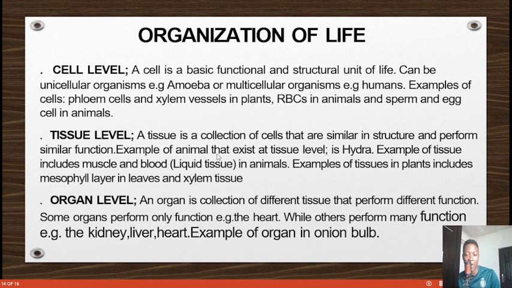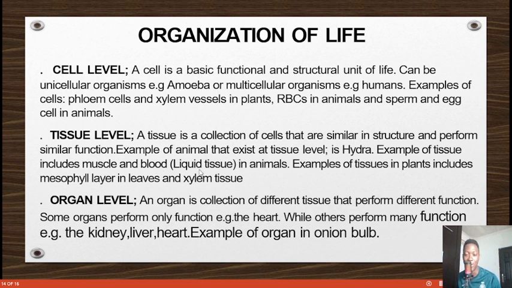So an example of an animal that exists at tissue level, guys, is Hydra. Never forget that. If you see it in the options, tissue level organism, Hydra, go for Hydra straight. An example of tissue would include things like muscle. Our muscle contains different kinds of cells that work together for us to be able to move our hands, like I'm moving mine now.